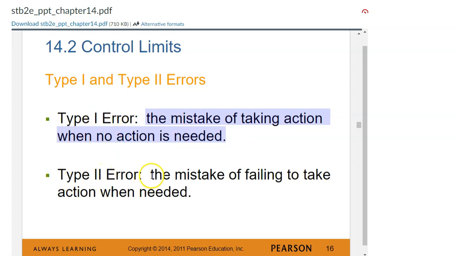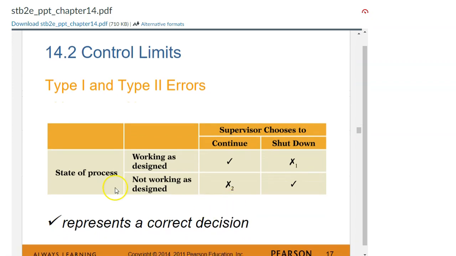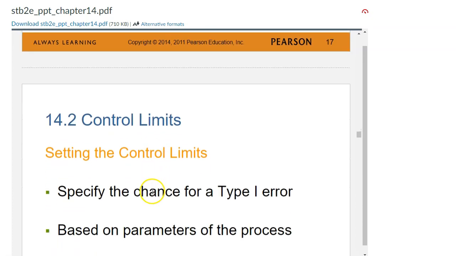What's the type 2 error? The type 2 error is the mistake of failing to take action when needed. A system is having a problem, is not covering all cases, is not producing the amount that is required, is not selling as much as it's required, but we are letting it continue to work, and that's the second type of error. You just need to recognize the difference, and the charts explain the same thing. So read the book on that. It's actually very simple to understand.